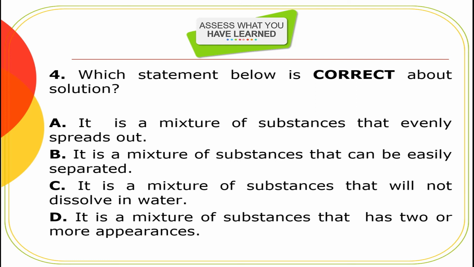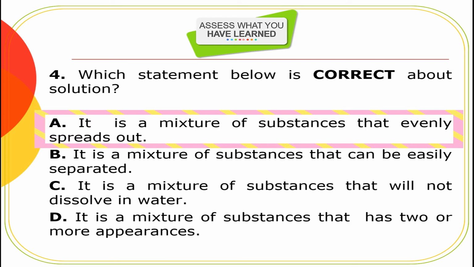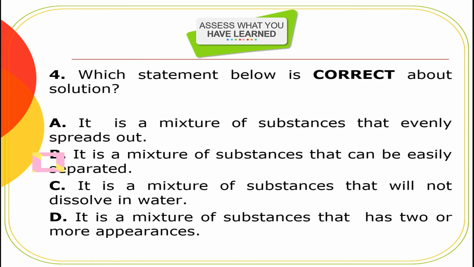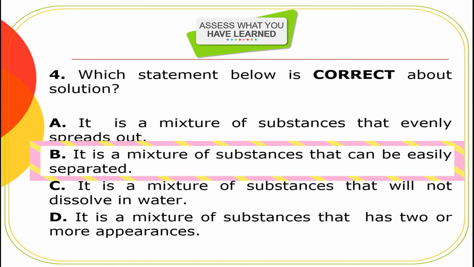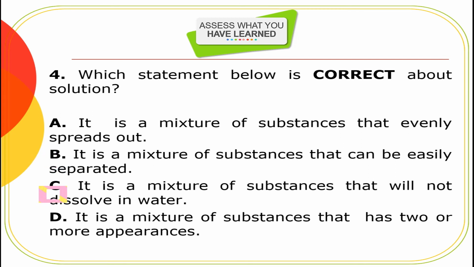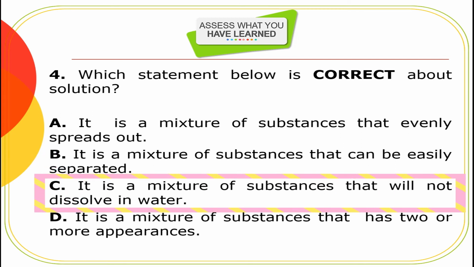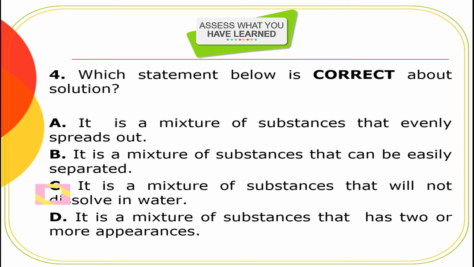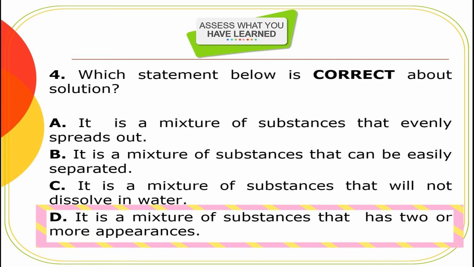Number 4. Which statement below is correct about solution? A. It is a mixture of substances that evenly spreads out. Letter B. It is a mixture of substances that can be easily separated. Letter C. It is a mixture of substances that will not dissolve in water. Letter D. It is a mixture of substances that has two or more appearances.